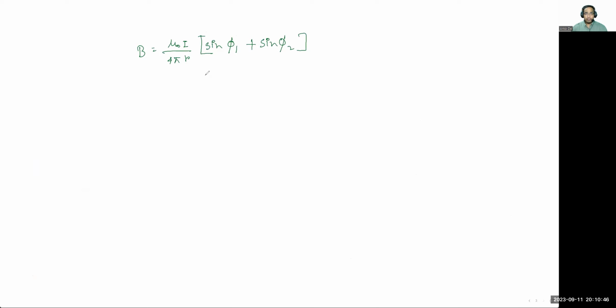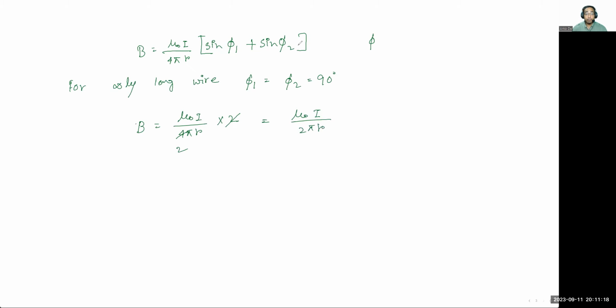Now imagine it is a conducting wire that is infinitely long, very, very long. In that kind of situation, for an infinitely long wire, phi 1 and phi 2 are going to become 90 degrees. So in that situation, B is going to be mu naught I divided by 4 pi r into 1 plus 1, that is 2. So it's going to become mu naught I divided by 2 pi r. This is a very, very important formula. Remember, the magnetic field for an infinitely long wire at an observation point.